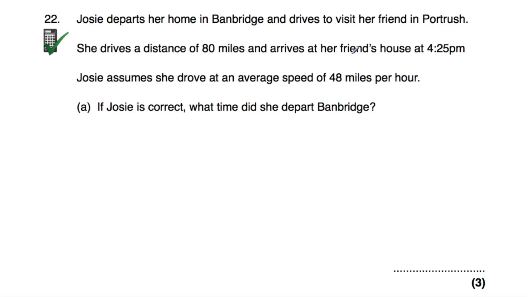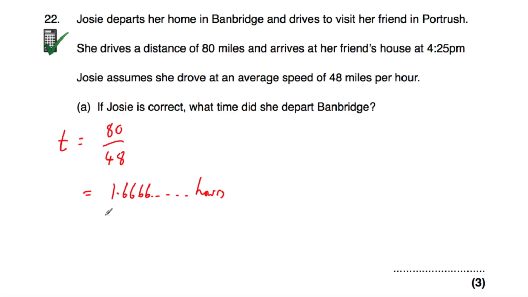Okay, so let's work out how long the journey should take her. Because we know the distance is 80 miles and we know she's traveling at 48 miles per hour. So if we divide 80 by 48, that'll tell us how long the journey should take her. So the time taken would be equal to the distance, which is 80, divided by the speed, which is 48. And 80 divided by 48 is equal to 1.6666 and so on, or 1 2/3, or 1.6 recurring hours. So it means that the journey takes her 1.6 recurring hours.